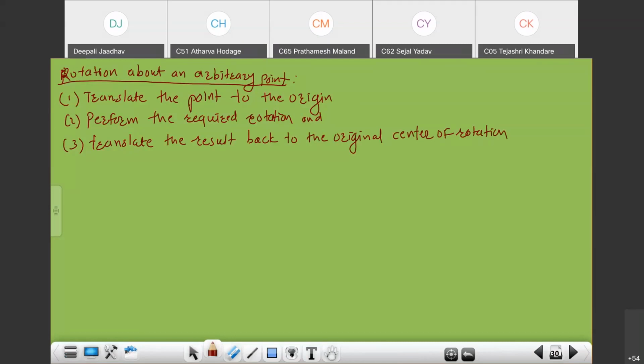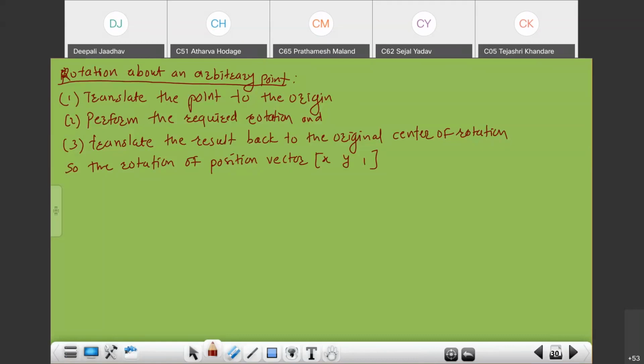Now, thus the rotation of the position vector xy1 about the point mn. mn is the point through which we are going to rotate, not the origin. For that I write here the transformation matrix. So the rotation of the position vector xy1. This position vector may be a point, a line, a triangle, a square, a rectangle, anything you can consider.